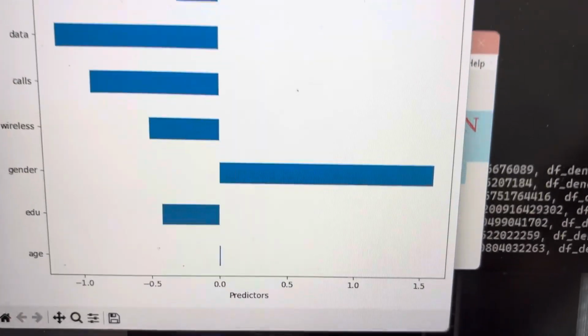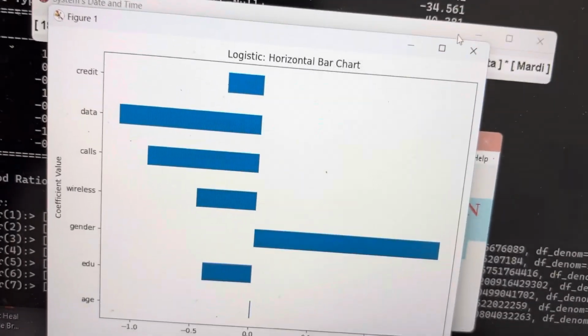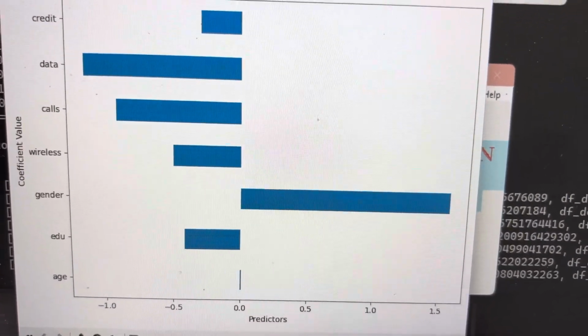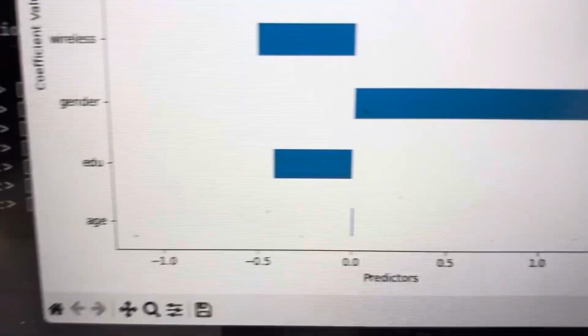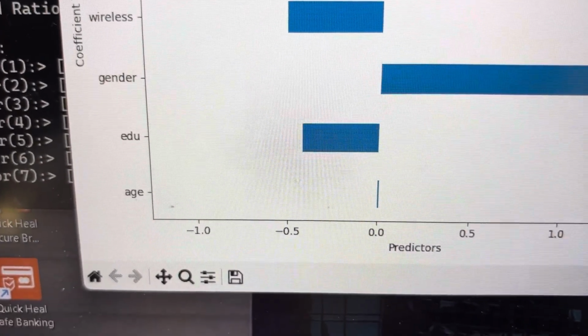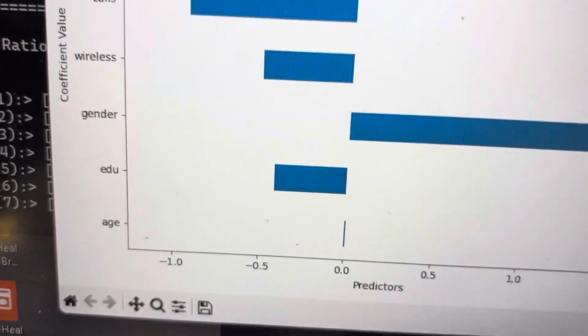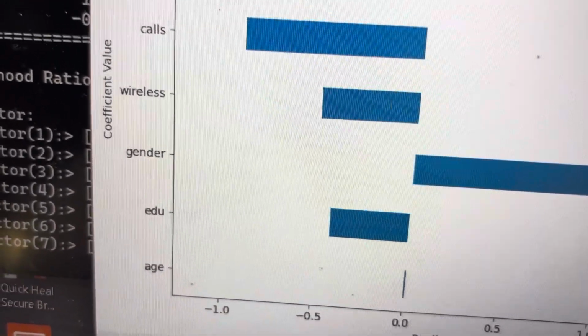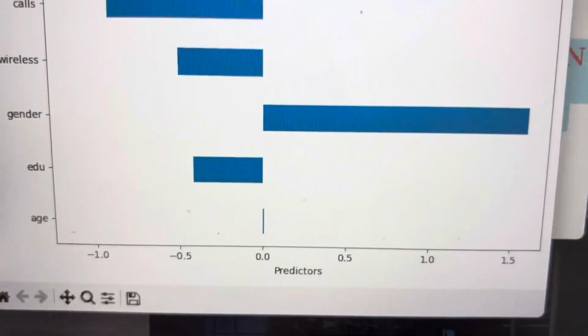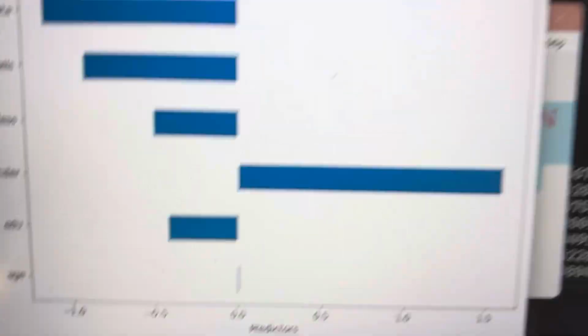While some are positive, some are negative. I think almost all of them are negative, and one, which is the age, is almost just 0, very little. Then the one that is positive, I think, is gender. That's the one that is positive.